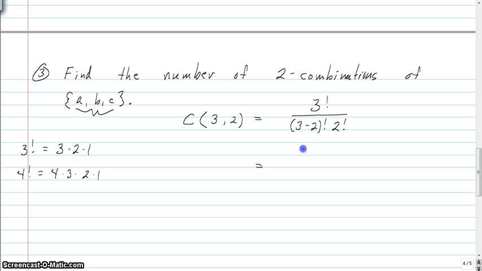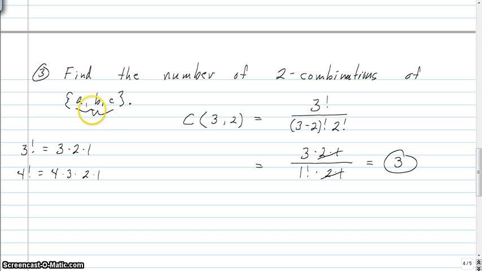Alright, so if I write this out, I've got 3 times 2 times 1 on the numerator. This guy is just 1 factorial, which is just 1. And 2 factorial is 2 times 1. So one thing you can do when you're computing a combination is a lot of times you can cancel things out. Now the numbers are small enough here that it may not make a difference, but this 2 times 1 and this 2 times 1 cancel out, and we'd be left with just 3 over 1, which is 3. There's fewer 2 combinations than there were 2 permutations, right?